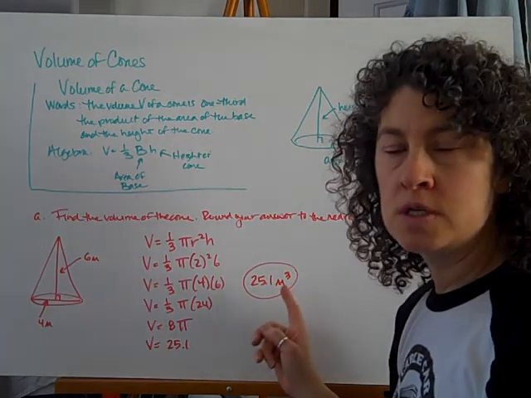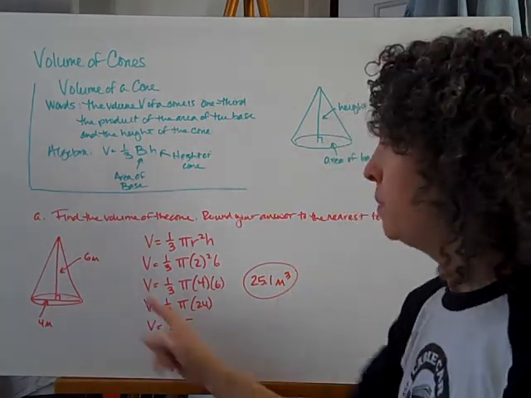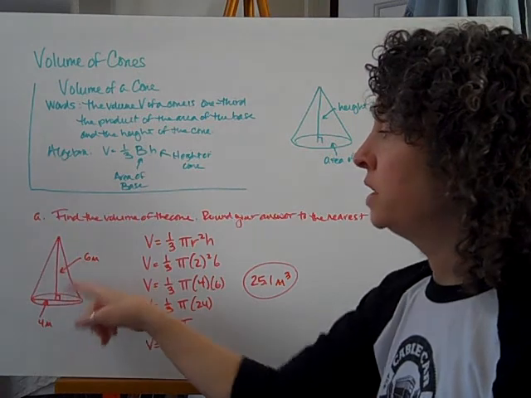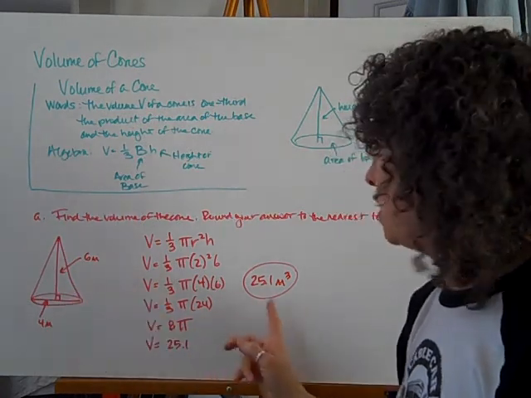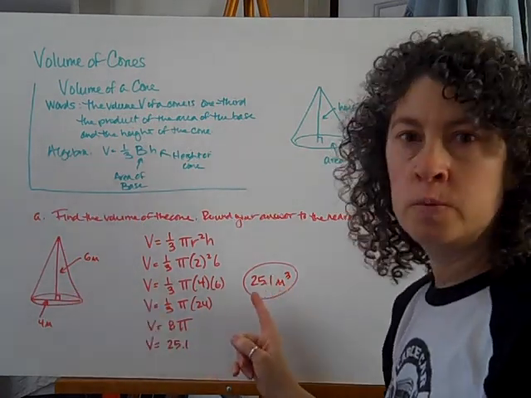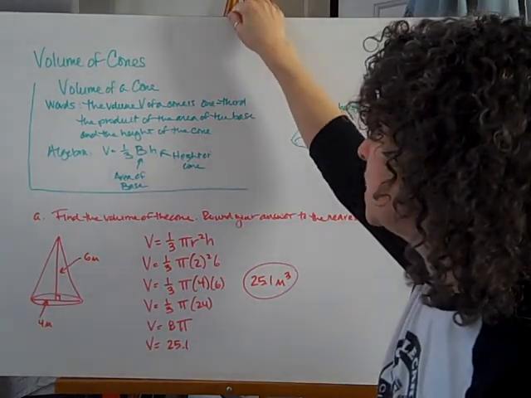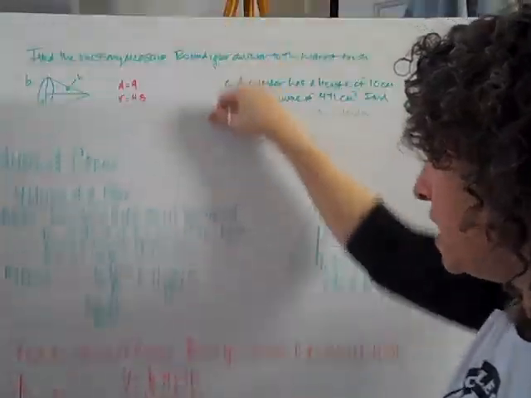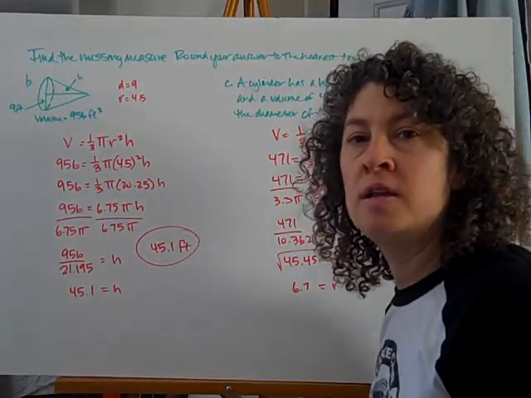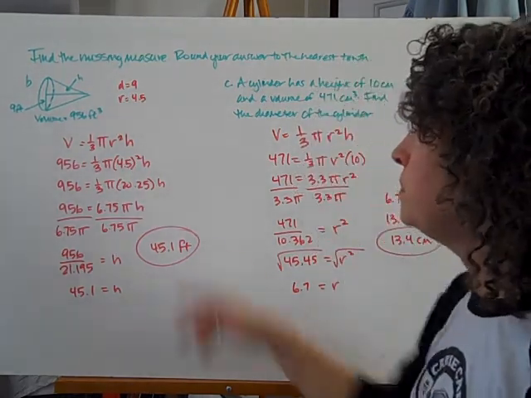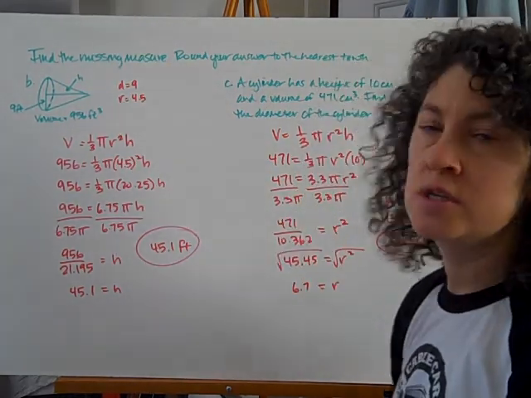Again, volume is always a cubic unit. Our measurements here are linear, so these are just meters. However, our measurement for the volume is cubic. All right, let's try some where we are given the volume and we have to find a missing dimension. So find the missing measure, rounding your answer to the nearest tenth.